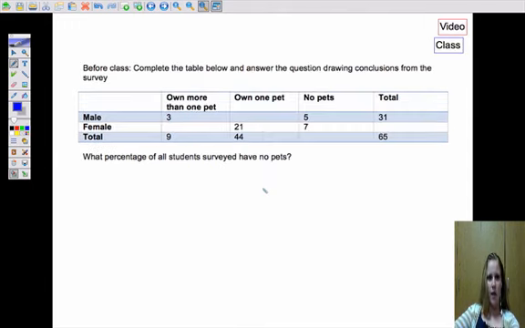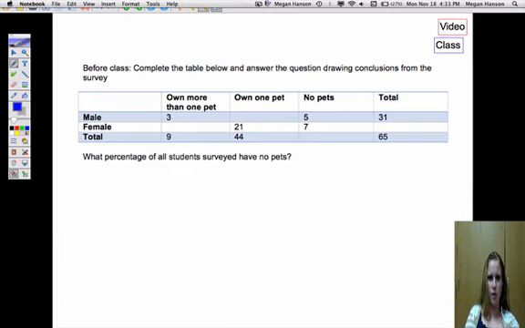All right, so before class, why don't you complete the missing parts of a two-way table, and then you're asked what percentage of all students surveyed have no pets. That is your task for tomorrow.